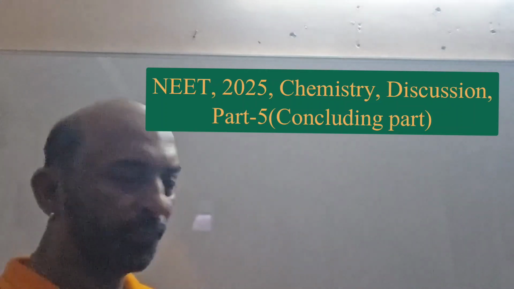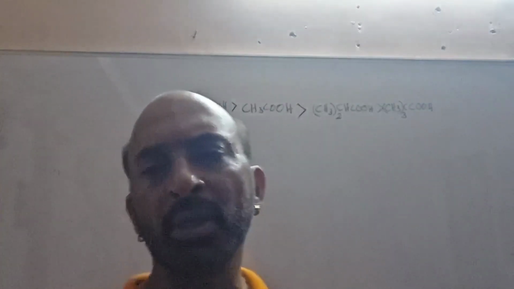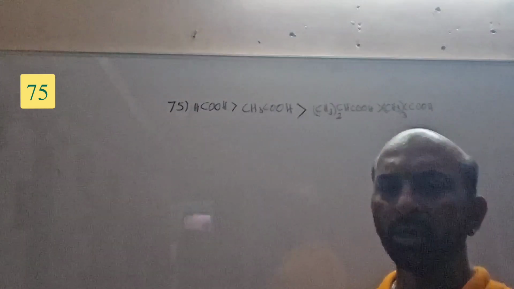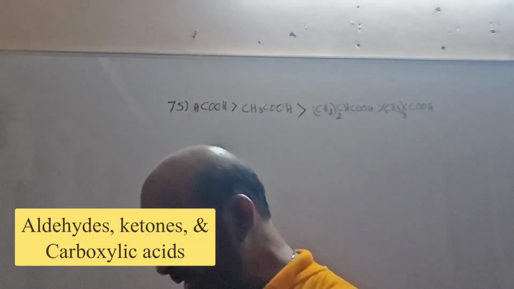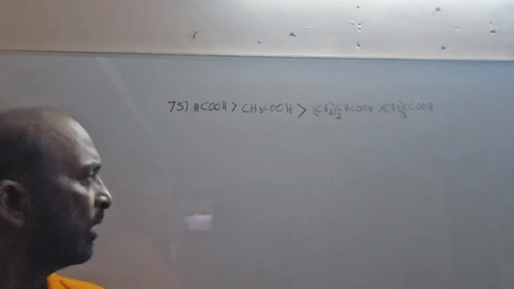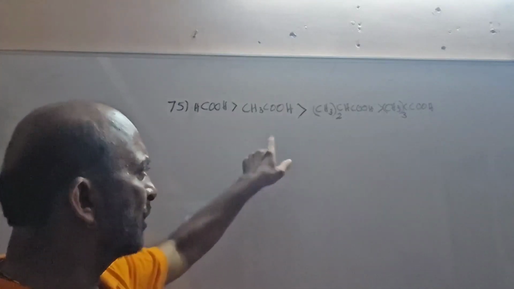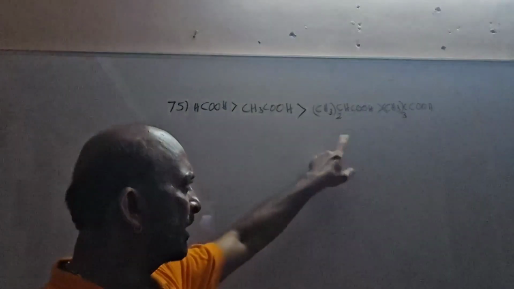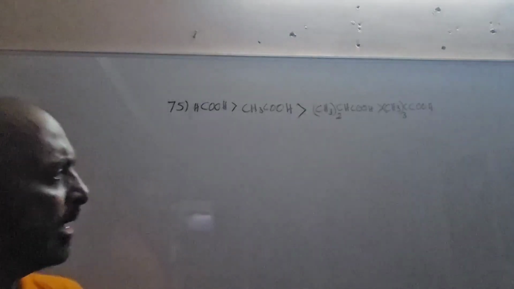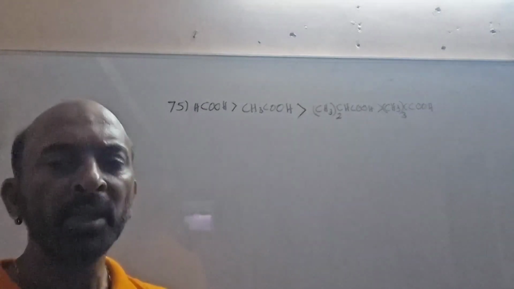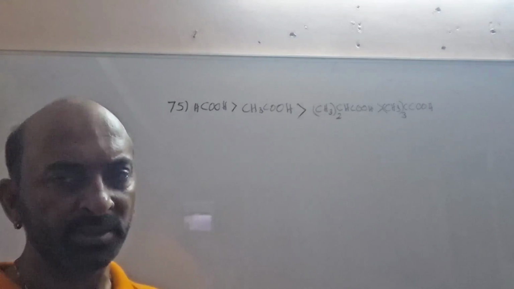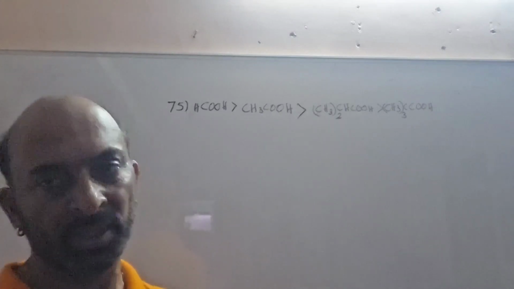Next question is 75. It is from aldehyde, ketone and carboxylic acid. It is regarding the correct order of the acid strength of the 4 given acids: methanoic acid, ethanoic acid, 2-methyl propanoic acid and 2,2-dimethyl propanoic acid. The number of methyl groups is increasing.